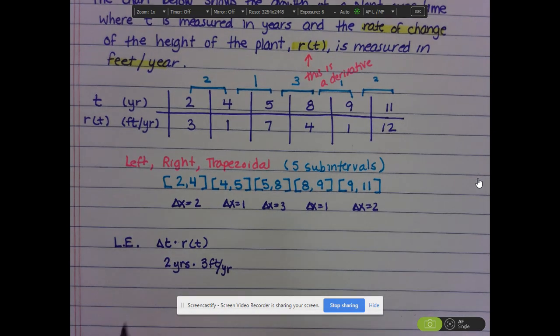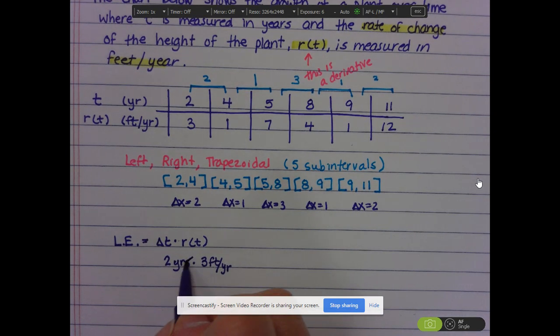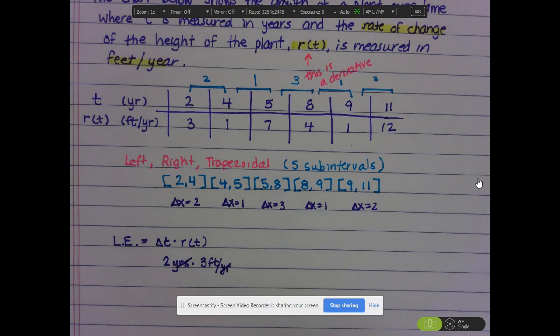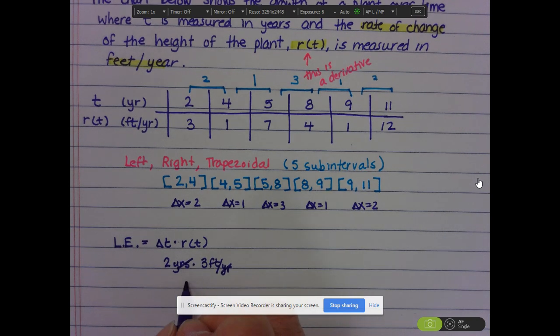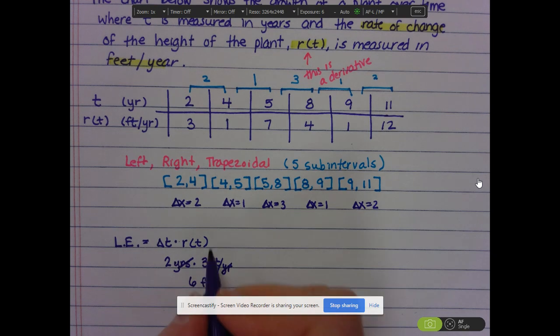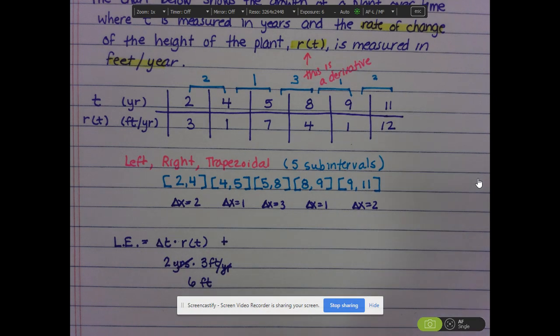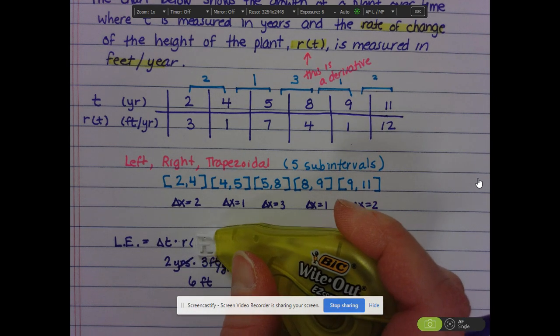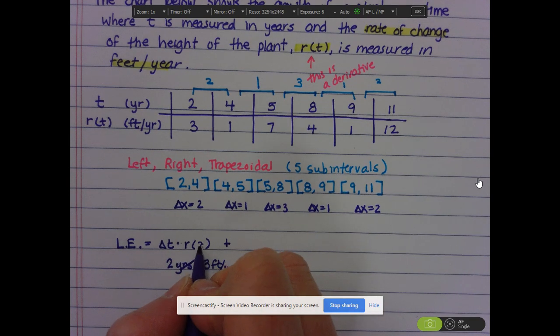Now let's make sure we remember what we know about units. Years cross out, and that's going to leave you with an answer of 6 feet. So we're going to do that for each one of those endpoints. So again, that was delta t. This was looking at essentially r of 2.